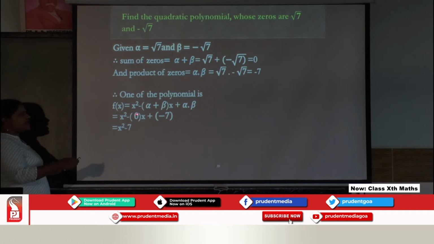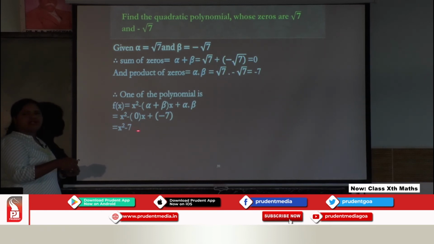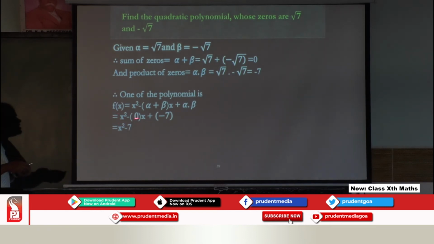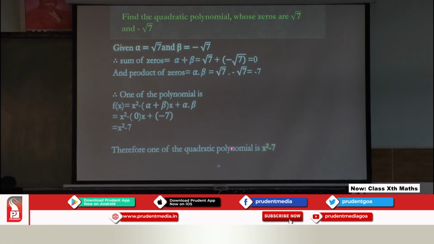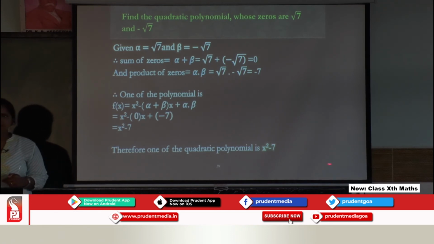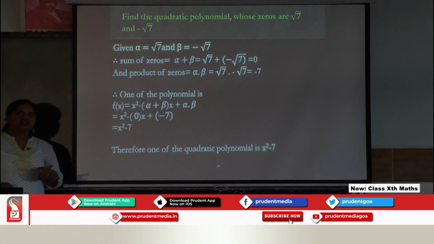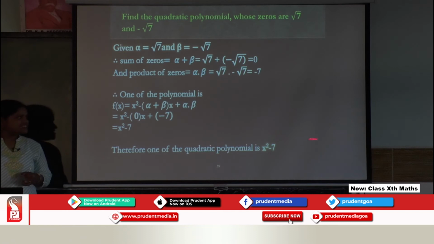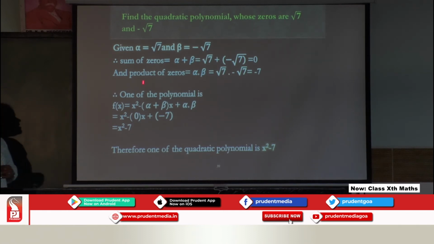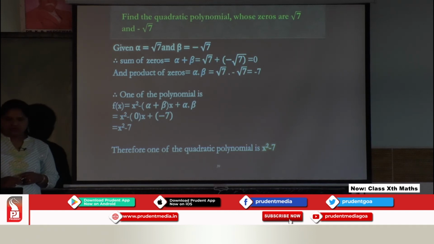This term will vanish because 0 multiplied by any variable will give you 0 again. So you are left with the first term x square minus the last term, that is x square minus 7. Therefore, one of the quadratic polynomials is x square minus 7. So this is the quadratic polynomial we found, having only two terms, first and last. The second term is missing just because the sum of the zeros is 0.